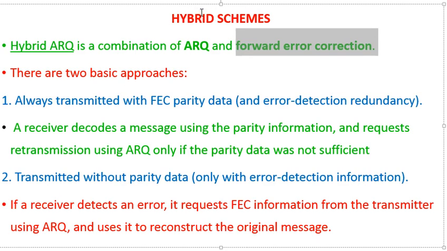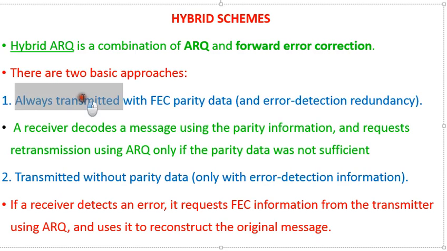And this hybrid scheme has two basic approaches. Number one, we always transmit with the forward error correcting code and the parity data. Whenever it is transmitting, it will transmit together with the parity data that will be used for correcting the error in case it is detected. And that parity data we send is called redundant data.